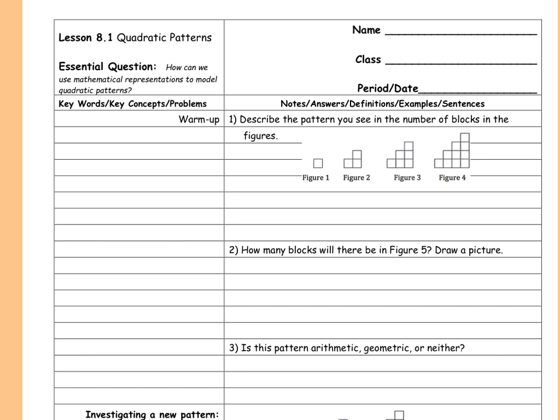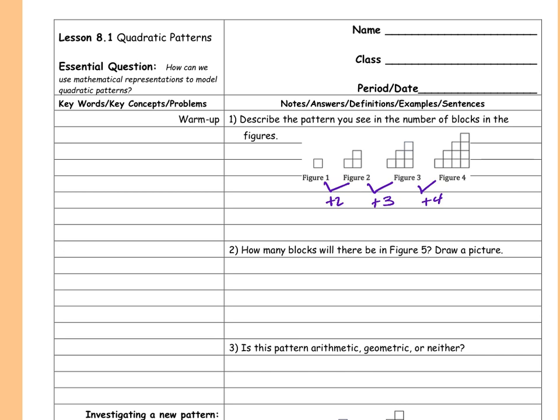Somebody wrote in here that, what am I doing? Well, the first thing, to get from figure one to figure two, what am I doing? Well, I'm adding two blocks. And from figure two to figure three, what am I doing? Adding three blocks. And figure three to four, what am I doing? Adding four blocks.